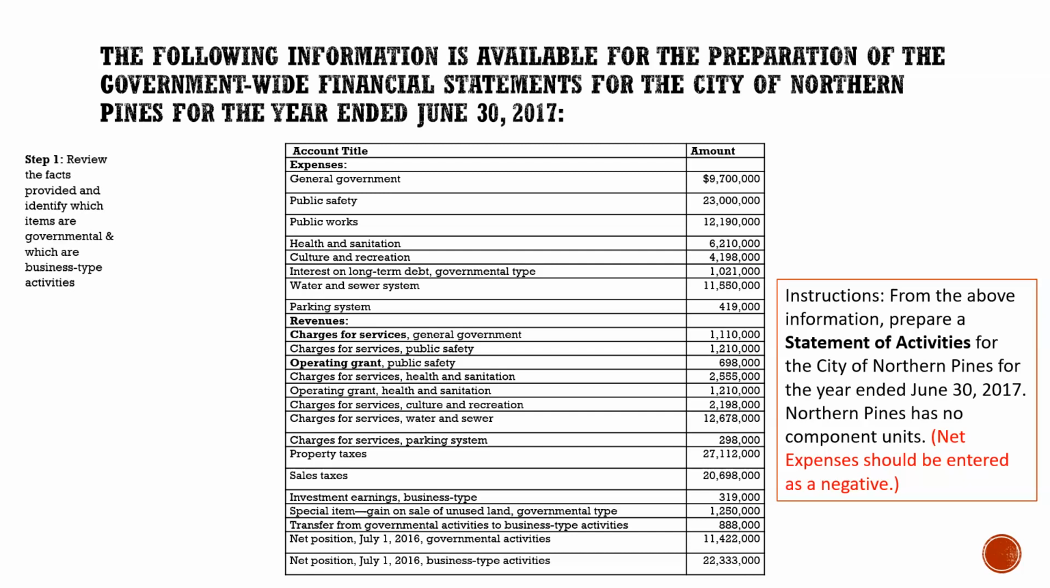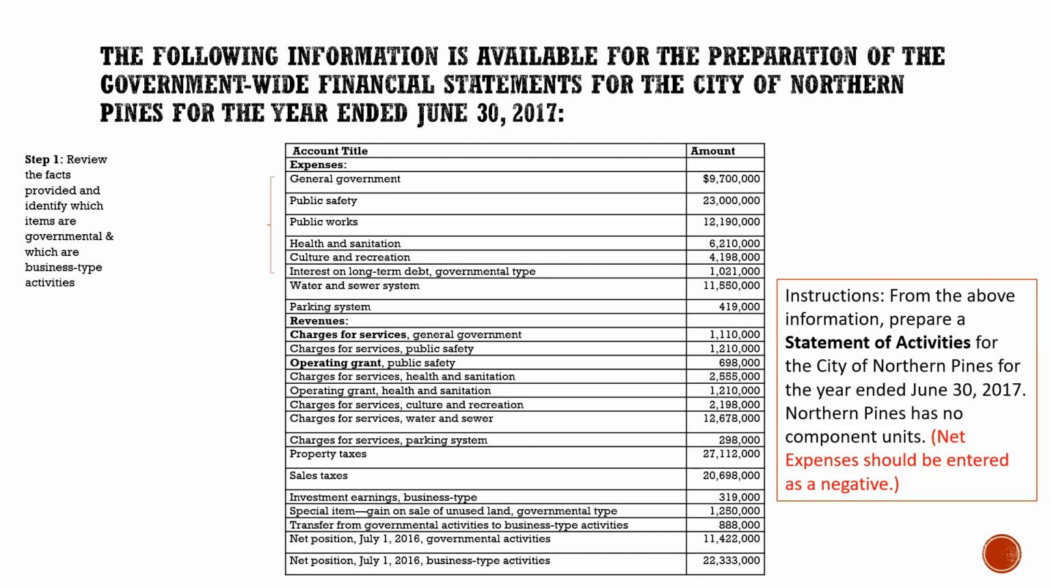So step 1. We're simply going to review the facts provided and identify which items are governmental and which are business type activities. Now, hopefully you've read your text and they've gone into greater detail about this, but obviously, we've talked about it a little bit. So which of these do we think would probably be governmental type expenses that we have? Well, general government's going to be obviously a governmental type expense. Public safety, same thing.